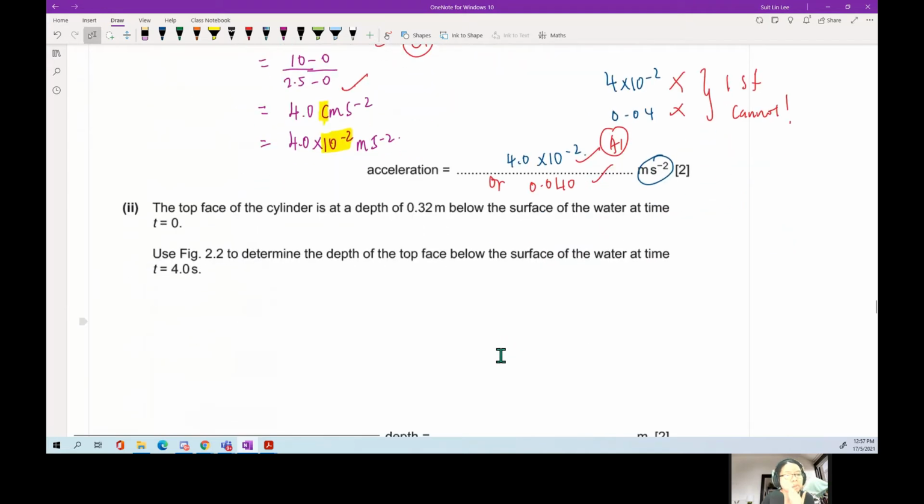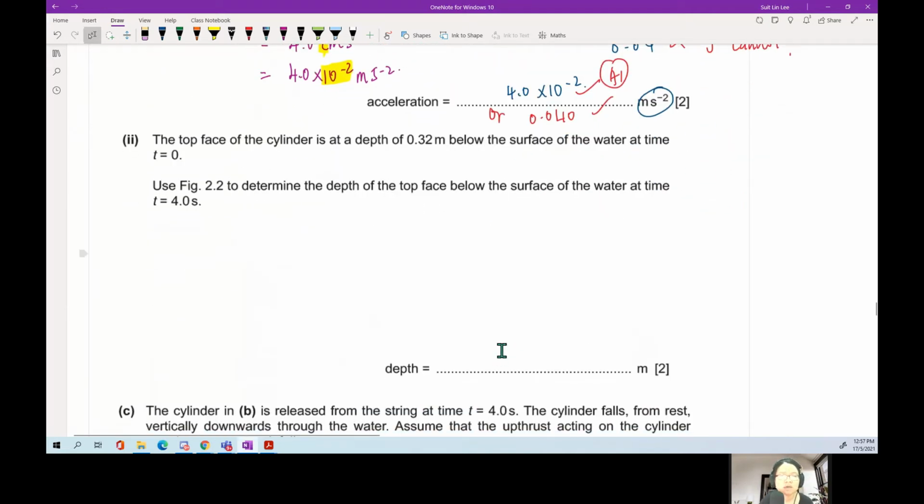Okay. The top face of the cylinder is at a depth of 0.32 meter below the surface of the water at t equals 0. Okay. Use figure 2.2 to determine the depth of the top face. Okay, I'm going to draw. Okay, this is the depth. This is the water container. This is my beautiful cylinder. It is at a depth of 0.32 meter.